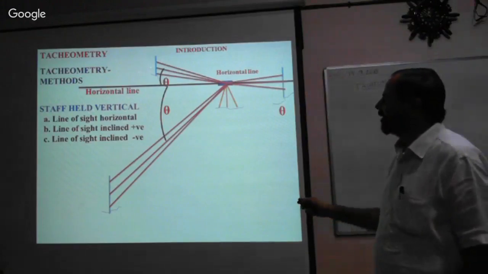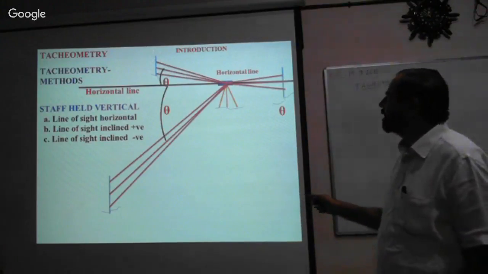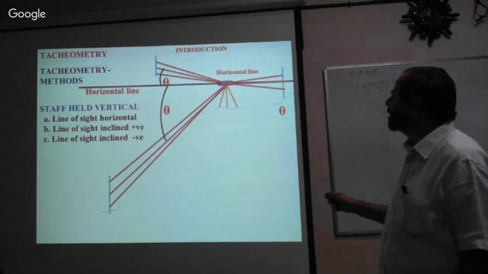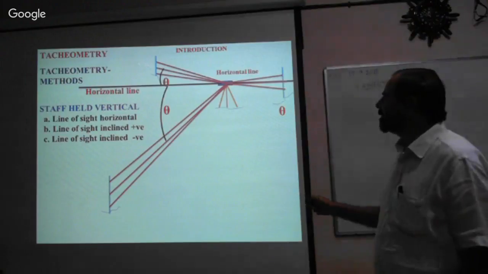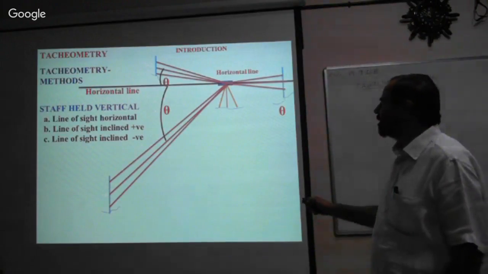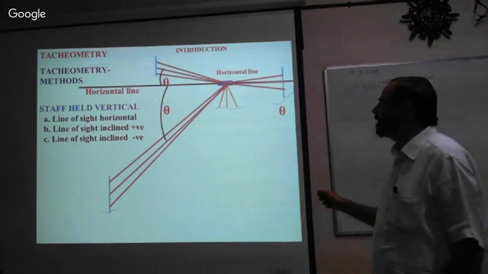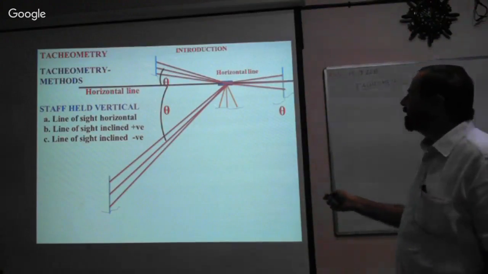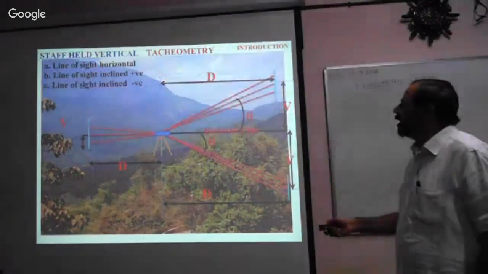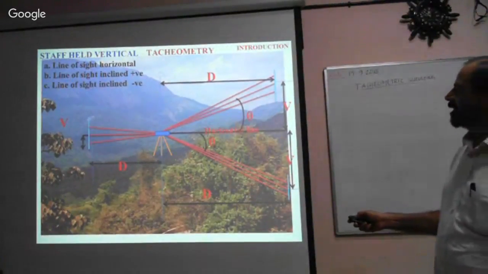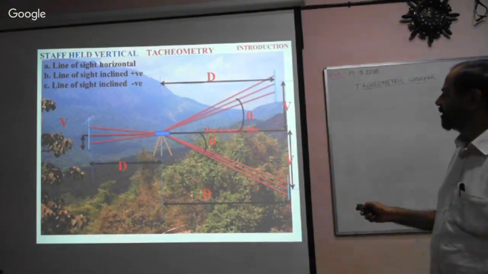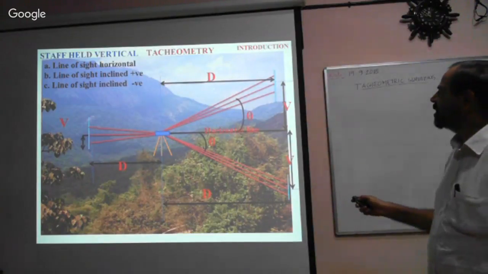The staff is vertical. In one method the line of sight is horizontal, in another method the line of sight is inclined upward, and in another method the line of sight is inclined downward. These are the three situations. Let us see one by one how to calculate the horizontal distance and elevations. Now this is the same diagram. See the horizontal distance to the location.